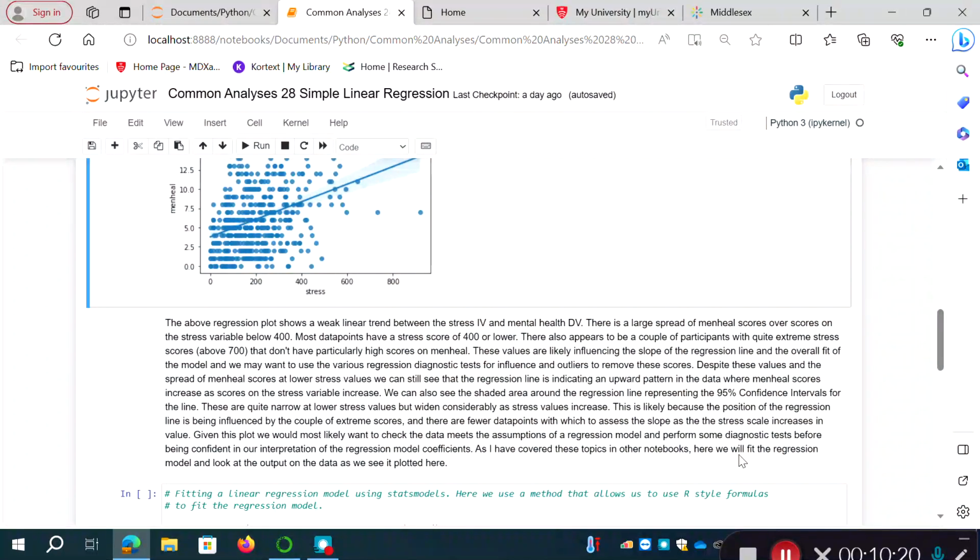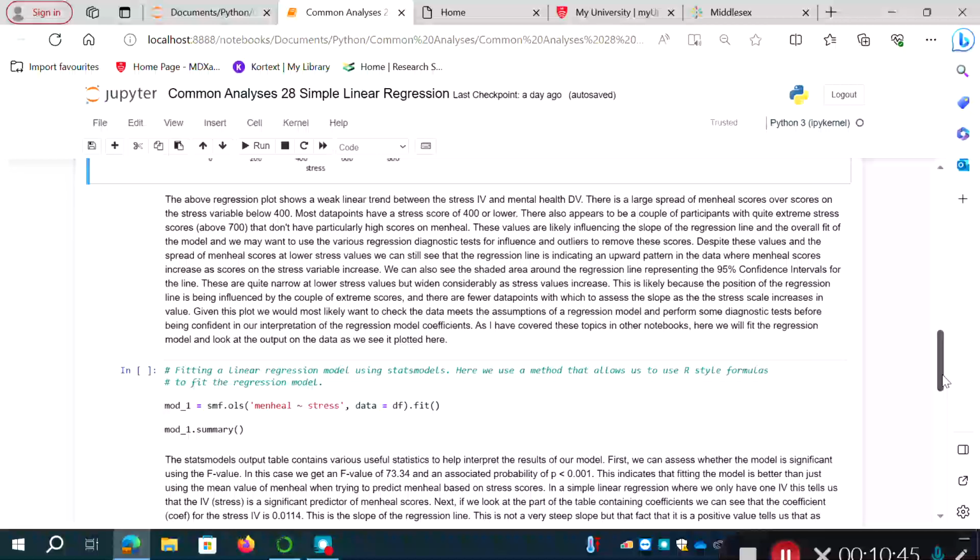So given this plot, we would most likely want to check the data meets the assumptions of the regression model and perform some diagnostic tests before being confident in our interpretation of the regression model coefficients. But I covered those topics in the previous 6 videos about diagnostics and assumption tests. So here I'm just going to fit this model and look at the output of the data as we see it plotted here. We're not going to remove any of these data points, we'll just go with it.